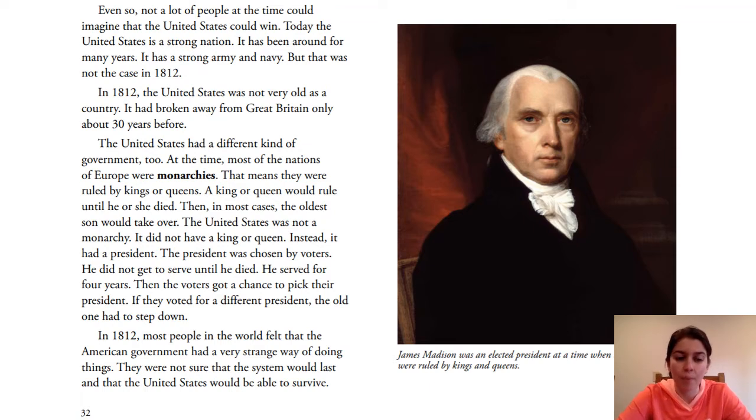We see a bold word on this page, and that word is monarchies. A monarchy is a government that is ruled by a king or a queen. So let's see why that's important on this page.